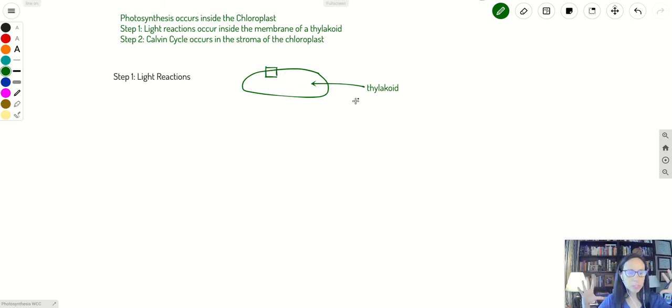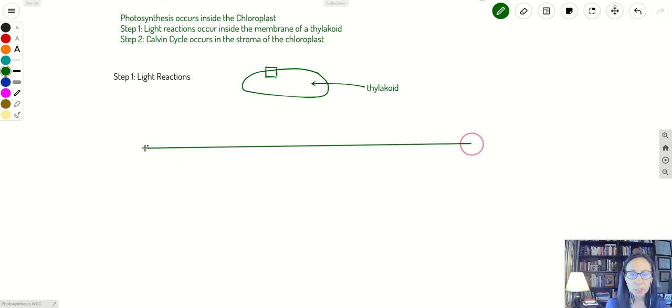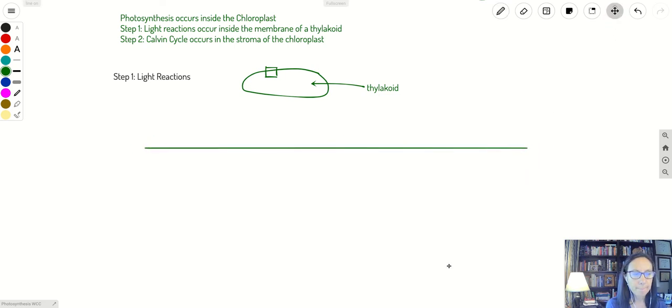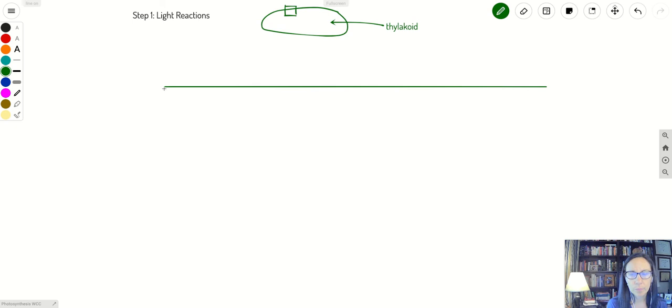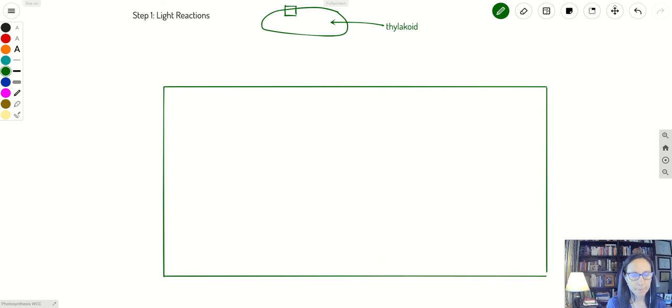I'm going to enlarge that box so we can see what's going on. So what we're going to see is this thylakoid membrane that's going across the middle of the box. Okay, so I'm going to make this box a lot larger. Okay, so that's what this box is here. It's like a zoom in box. We're zooming into the membrane of the thylakoid.